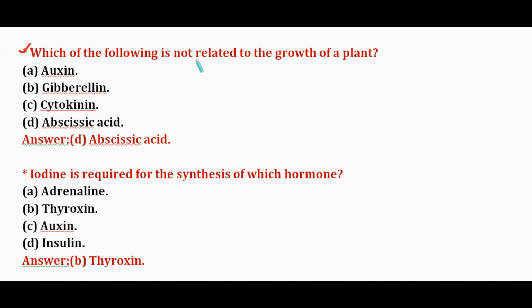Question: which of the following is not related to the growth of the plants? Options: auxin, gibberellin, cytokinin, and abscisic acid. The correct answer is abscisic acid. Iodine is required for the synthesis of which hormone? Adrenaline, thyroxine, auxin, insulin. The correct answer is thyroxine.